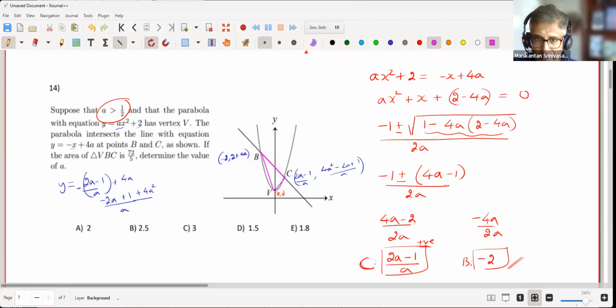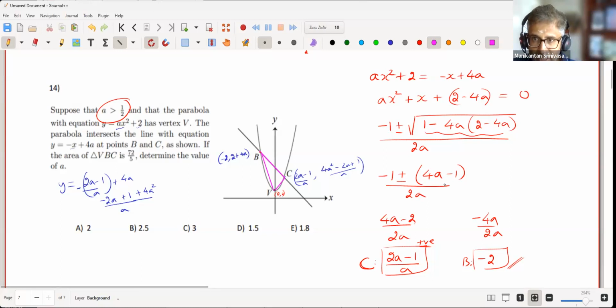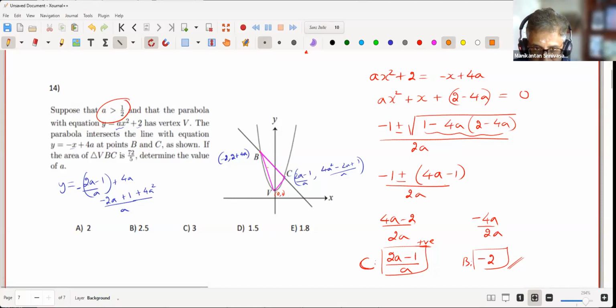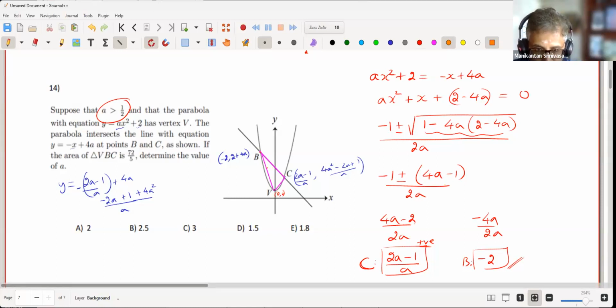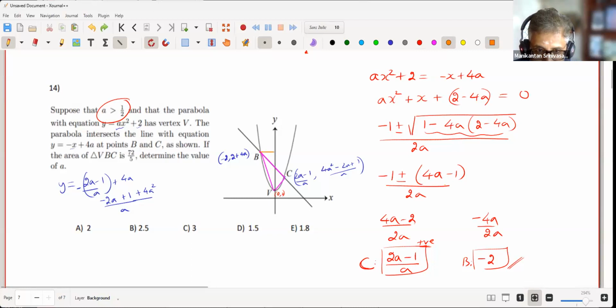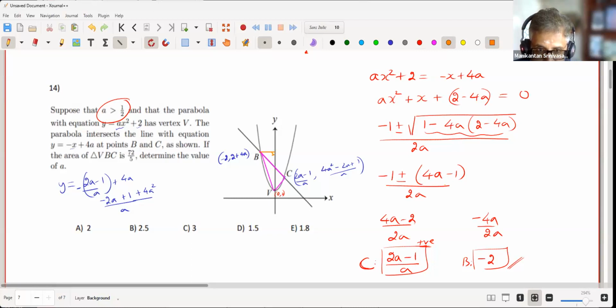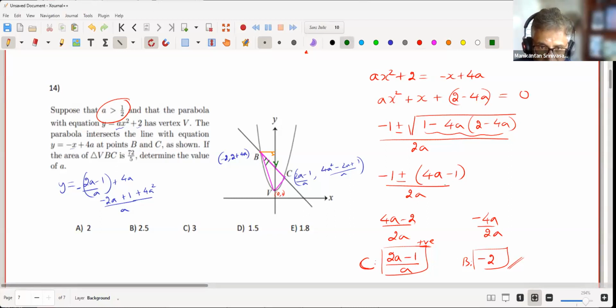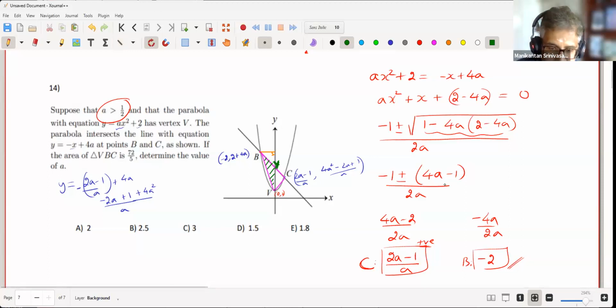Okay. What is the area of this VBC triangle? I can split it into two triangles, right? So the left triangle is an obtuse angle triangle, and this is the height. Let's call this intersection point Y. So YV is the base, and this is the height, H1.